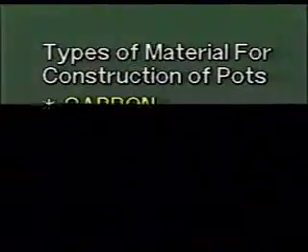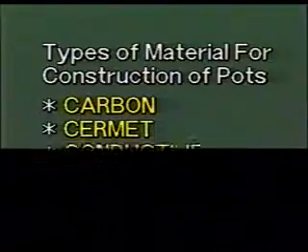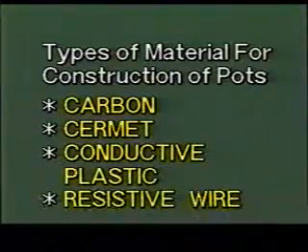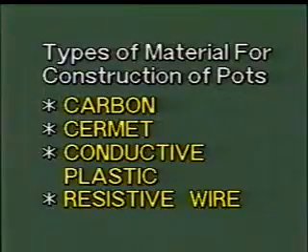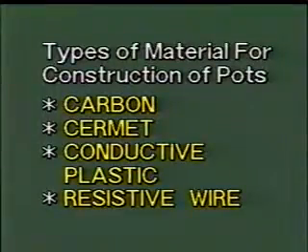Four basic types of materials are used in the construction of pots: carbon, cermet, conductive plastic and resistive wire. All these materials are used for making the resistance element. Let us now observe the manufacturing of carbon pots in a factory.